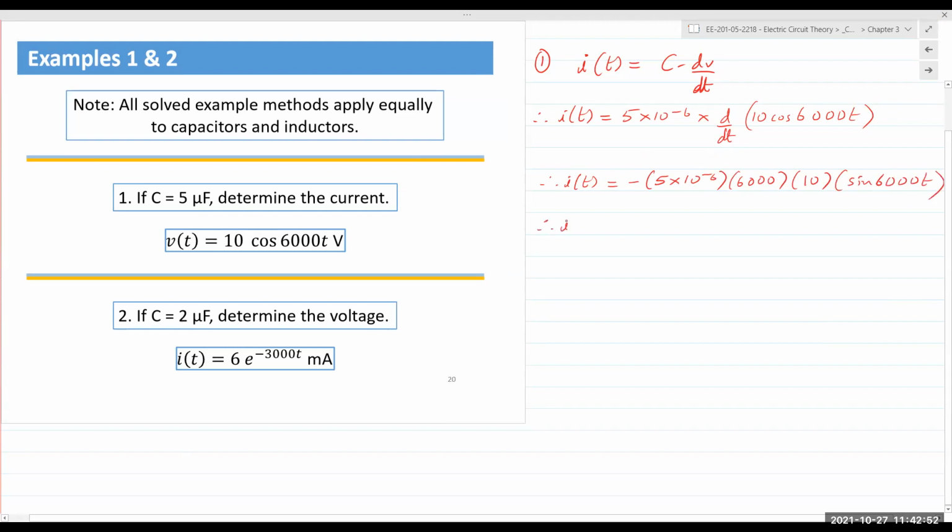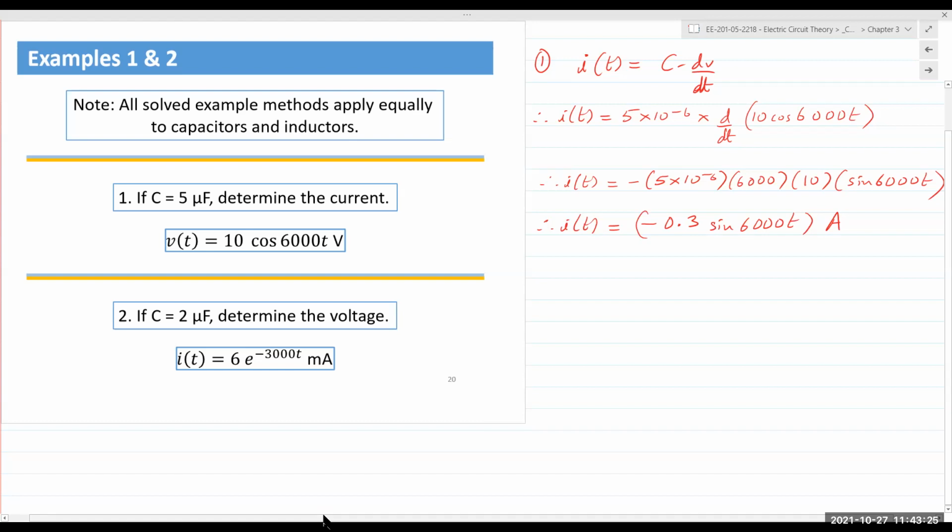We reduce all the numbers and we get minus 0.3 sine of 6,000 t amps. So again, cosine and sine functions are something we'll look at in chapter 5, but for now, you don't really need to know what it is or what it does. We're simply taking the equation, plugging in the numbers, and just solving it.